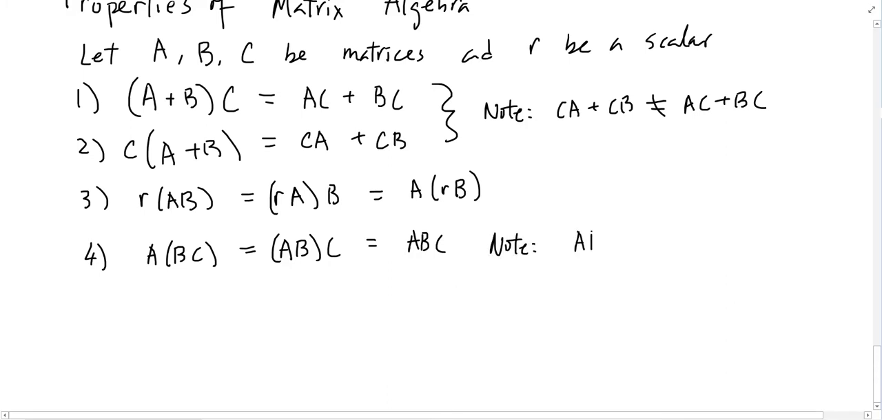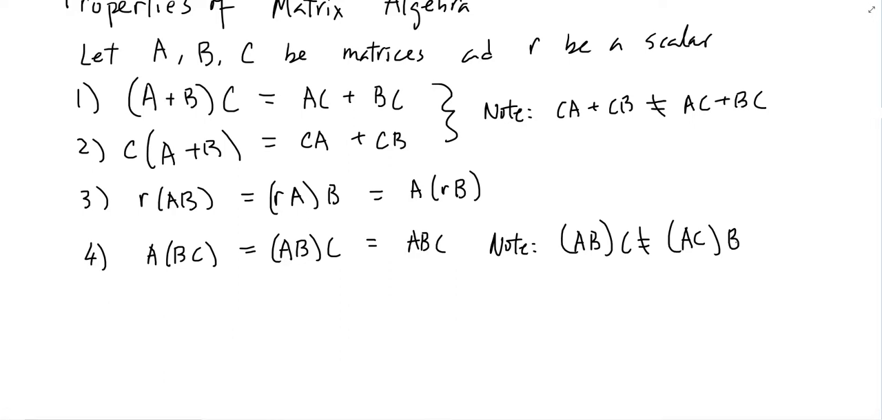Now, however, note the following. You cannot reverse the order of the multiplication. That is not always true. You cannot multiply them out of order. The order that's given to you has to be the way it is.